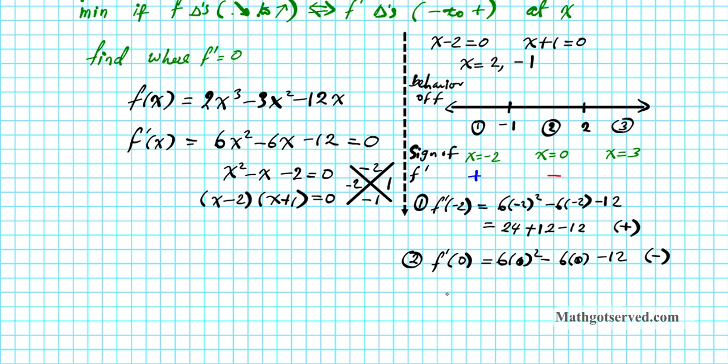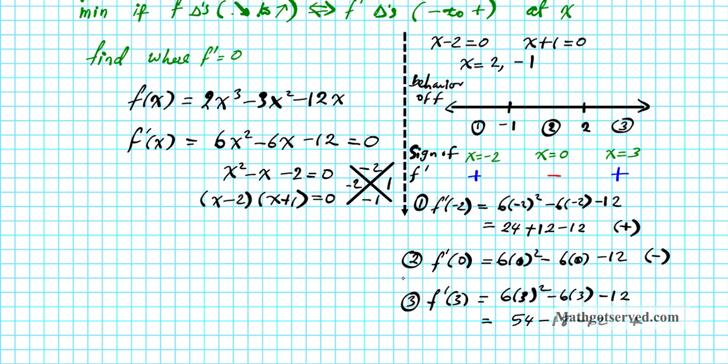And then lastly, for interval 3, we're going to look for f prime of 3. So that's going to be 6 times 3 squared minus 6 times 3, minus 12. Okay, so 3 squared is 9 times 6 is 54. 6 times 3 is 18. Minus 12. Minus 12 and 18, if you combine them together, you get 30, so 54 minus 30 is positive. Okay, so we have positive here.